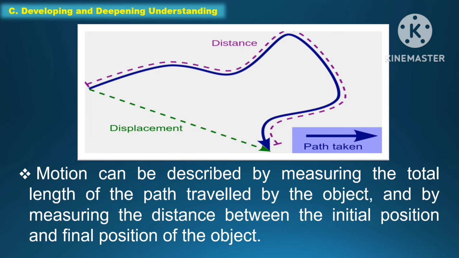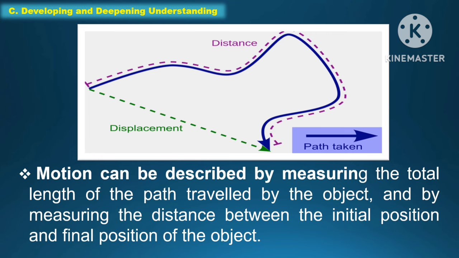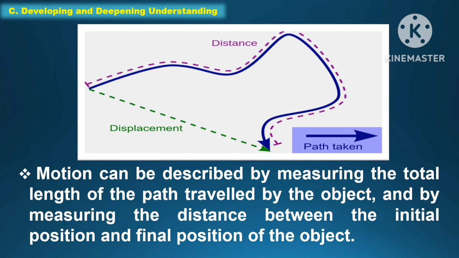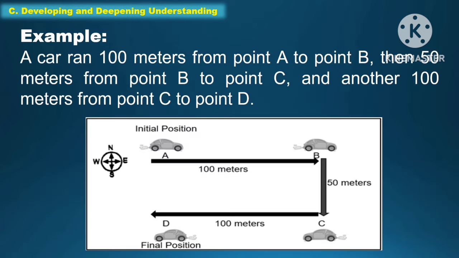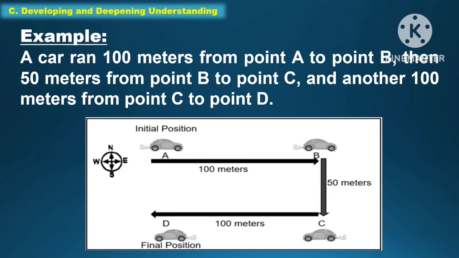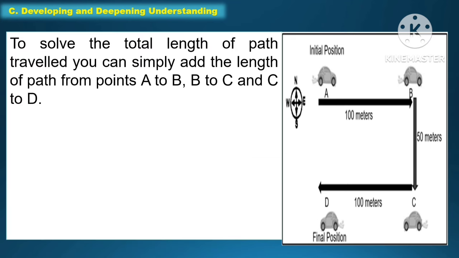Motion can be described by measuring the total length of the path traveled by the object and by measuring the distance between the initial position and final position of the object. For example, a car ran 100 meters from point A to point B, then 50 meters from point B to point C, and another 100 meters from point C to point D.